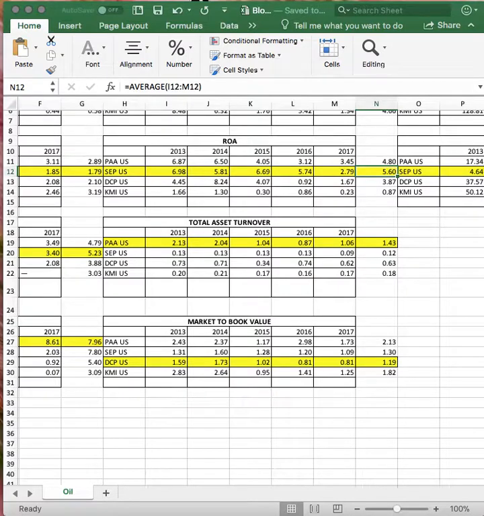Next is the market to book ratio. This is used to find the value of a company by comparing the book value of a firm to its market value. For firms, a good ratio would be between 1 and 3. Anything over 3 would mean that the stock is overvalued. DCP had the lowest at 1.19 and PAA had the highest at 2.13.